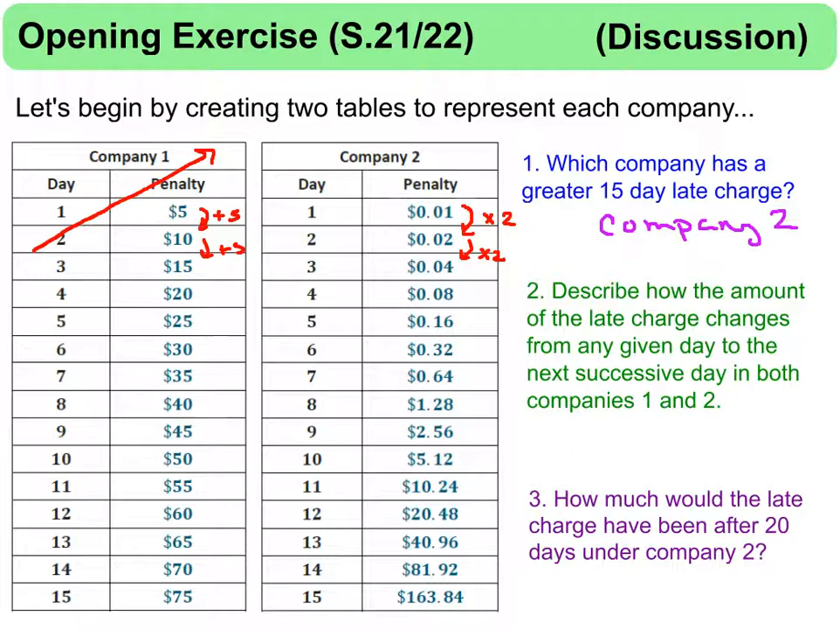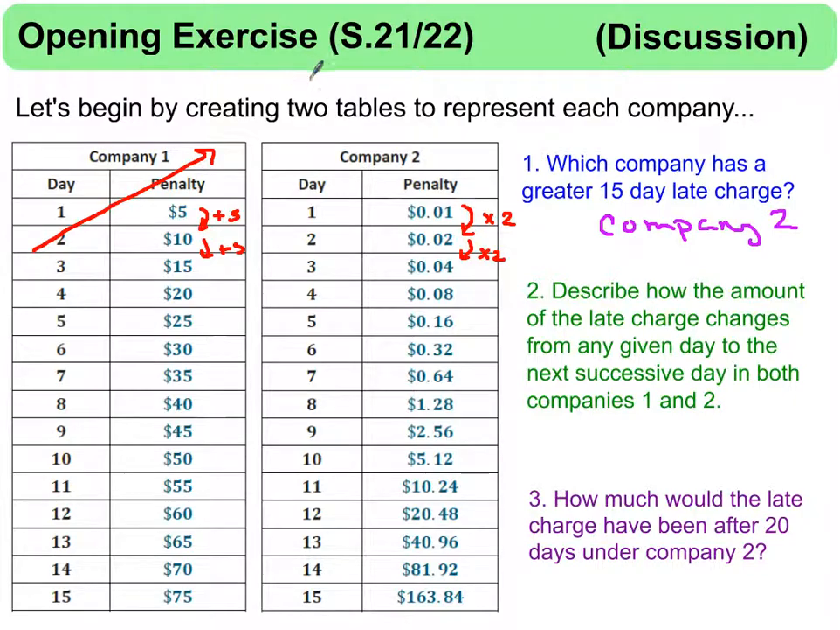Question number 2 says, describe how the amount of the late charge changes from any given day to the next successive day in both companies 1 and 2. Well, we mentioned that. In company 1, we're adding 5 every single day, and in company 2, we're doubling or multiplying by 2. And so they go on and ask, what would the late charge have been after 20 days for company number 2?